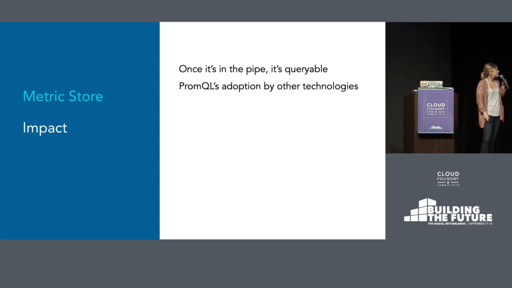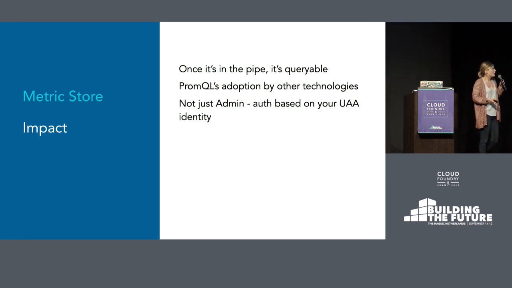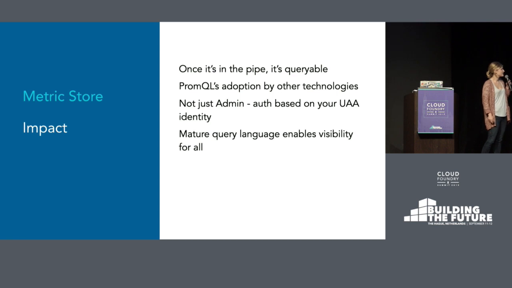The other thing that we get a lot of control from is PromQL's adoption by other technologies, because so many things that you would want to use for graphing and monitoring and charting have adopted this standard. You get a lot of things for free, like, for example, we previously talked about Grafana. That gives you a lot of leverage. Based off of your UAA identity, because we've integrated it with UAA and CAPI to make those calls and check your authentication level, it's not just for admins anymore, it's not just for platform developers. Anybody can leverage PromQL queries to monitor their app state. And again, just a mature query language with good documentation gives us a lot of power.